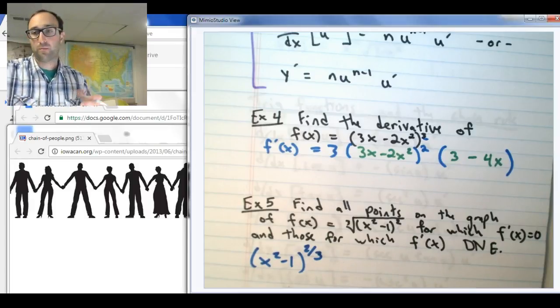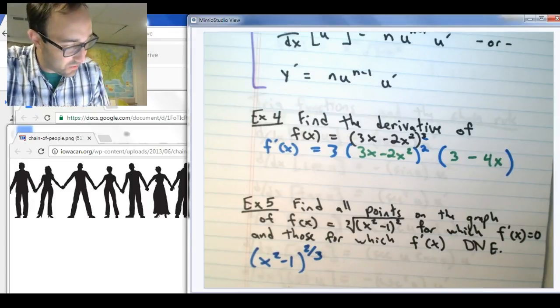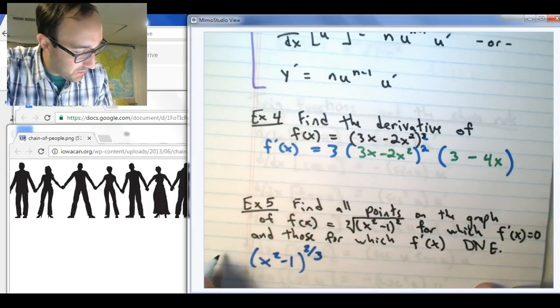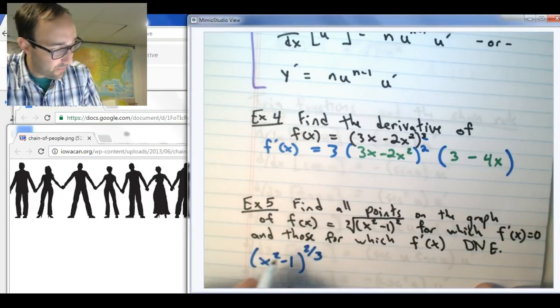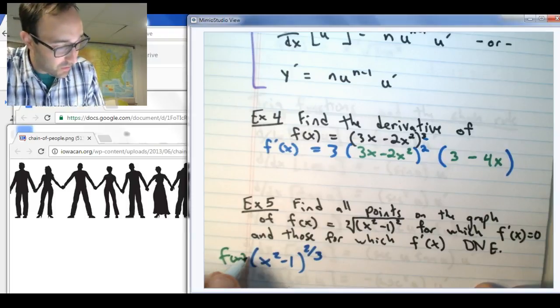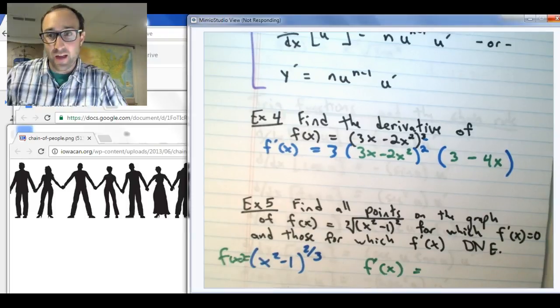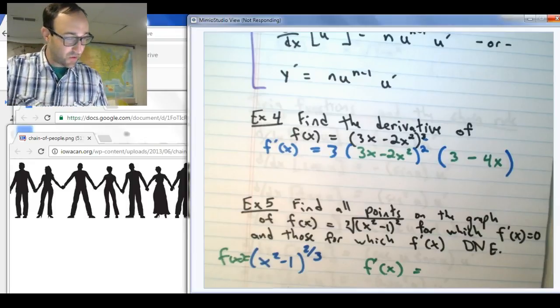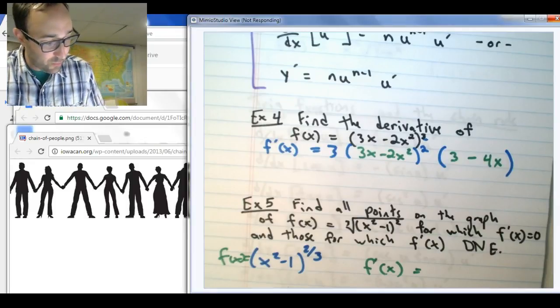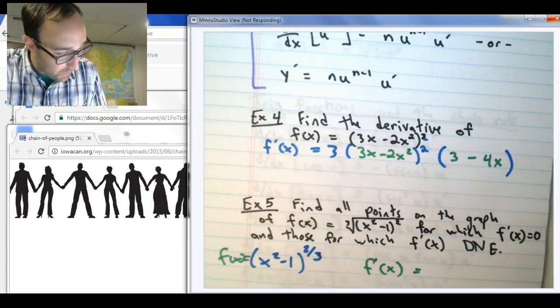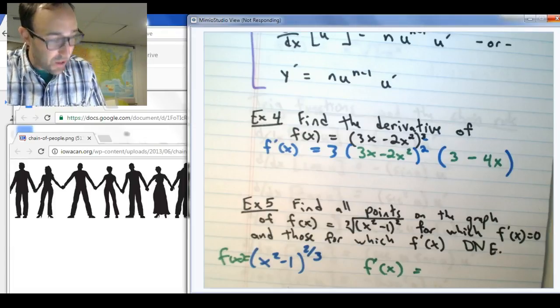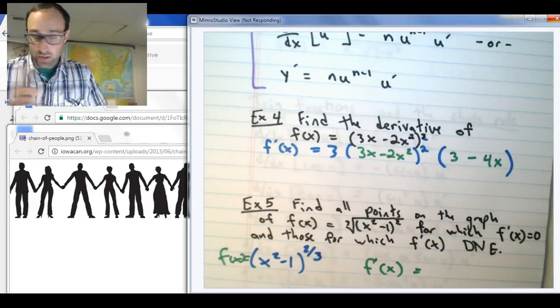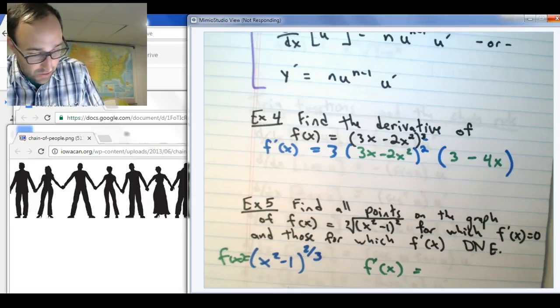Let's use a different color. That blue one's getting a little bit thick. So we're going to say that is our function, f of x. And now f prime of x is going to equal, I'm going to do the power rule first, the 2/3 x squared minus 1. And 2/3 minus 1 is going to be negative 1/3.